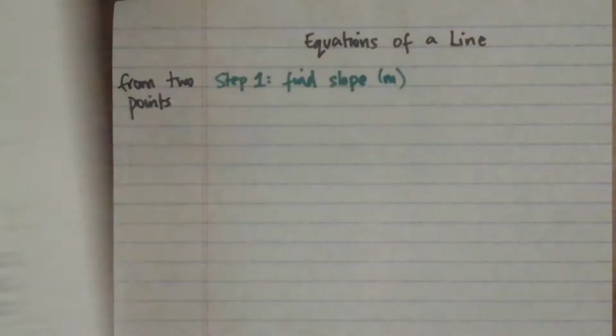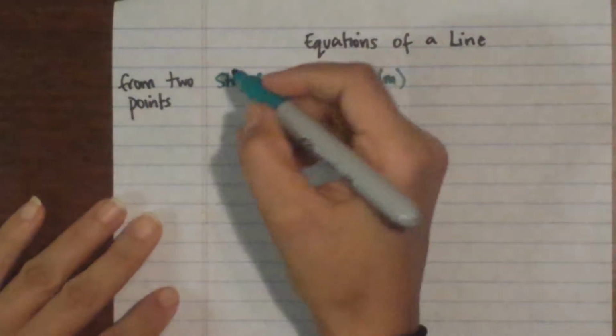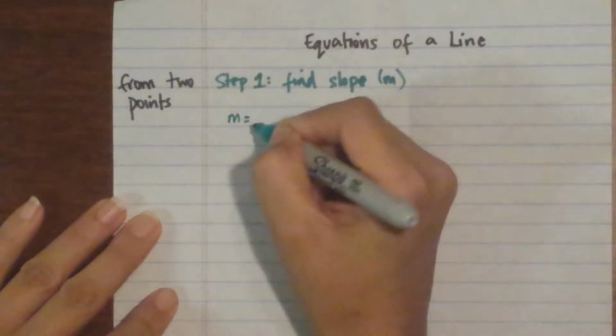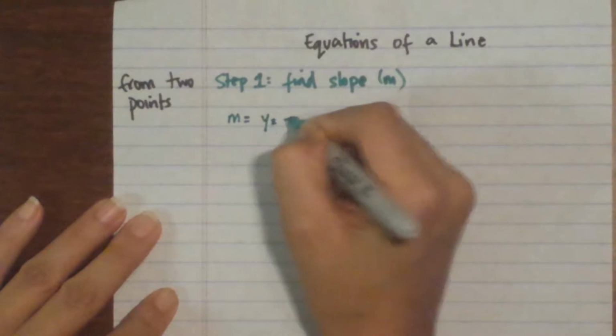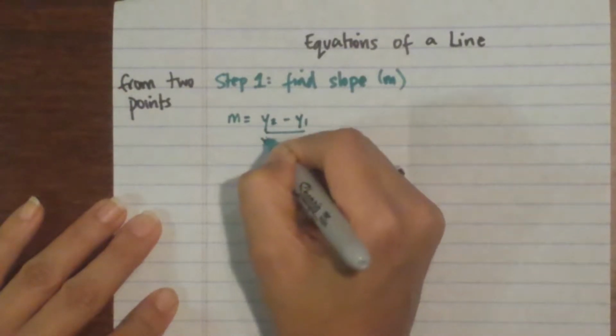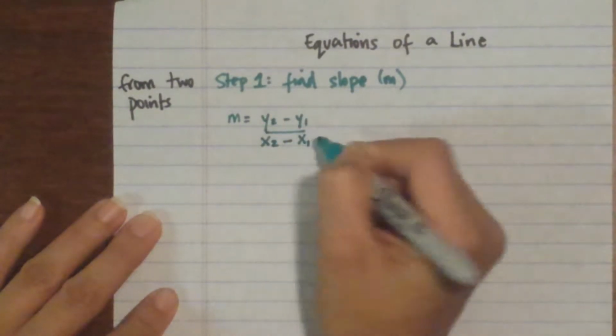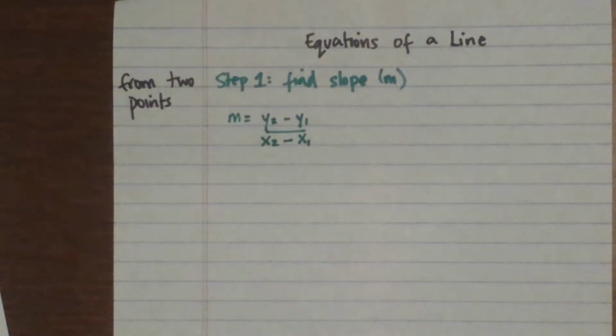Okay, great. So what I'm going to do is write down the formula that I just read. m equals y2 minus y1 over x2 minus x1. Okay, so go ahead and write that down. Again, that's straight from the reference sheet.